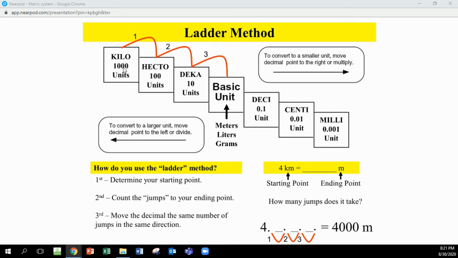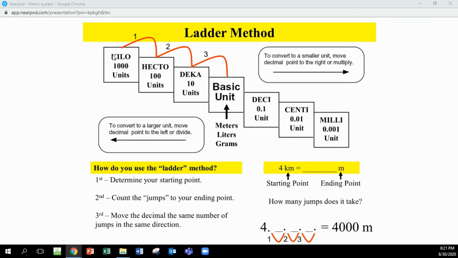So 1 kilo is going to move 3 spots. Sorry, 1 kilometer is going to be 1,000 meters. 1 kilogram can be 1,000 grams. 1 kiloliter will be 1,000 liters.